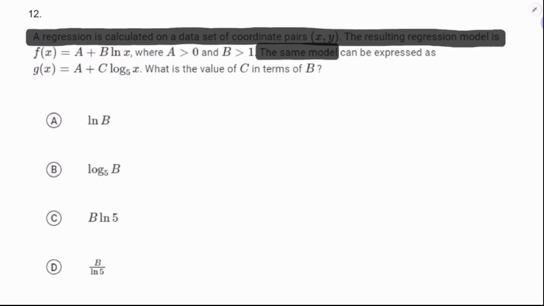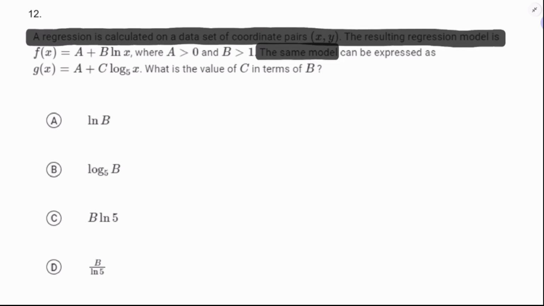And if we just read what's left, f of x is a plus b natural log x, where a is positive and b is greater than 1, can be expressed as g of x equals this. What's the value of c in terms of b? I really liked this problem. I just didn't realize that they were talking about regression, which is something we're going to hit later in the year in our AP Pre-Calc class.